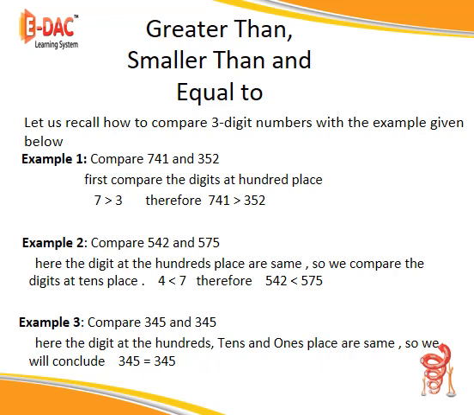Let's take another example of comparing 345 and 345. Now we want to compare both the numbers. Here the digits at the hundreds, tens and ones place are the same. So we conclude that 345 is equal to 345.